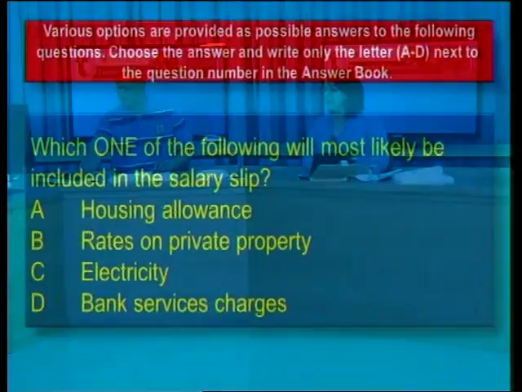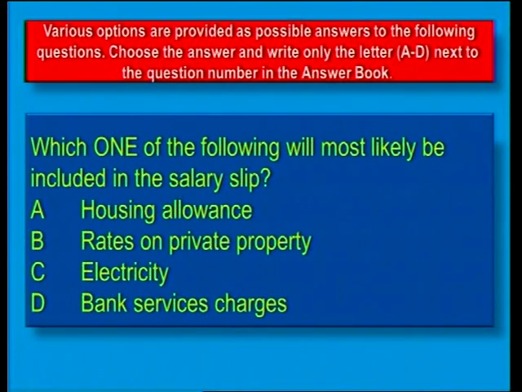Let's go. The next question is, which one of the following will most likely be included in the salary slip? Now, all of you know what the salary slip is, so that's a clue in itself. Your options are A, housing allowance, B, rates on private property, C, electricity, D, bank service charges. I think it's a bit of an unfair question because most of these learners never received a salary slip yet, but if you didn't, please ask your educator sitting next to you if any of those items appear on their salary slip. By the way, they got paid today, it's the 15th?